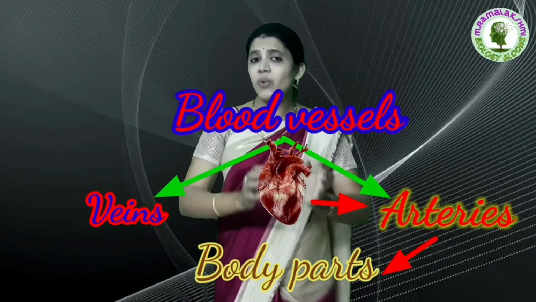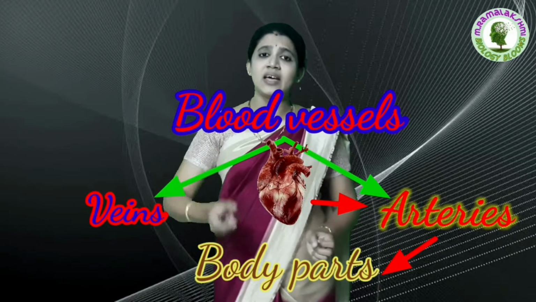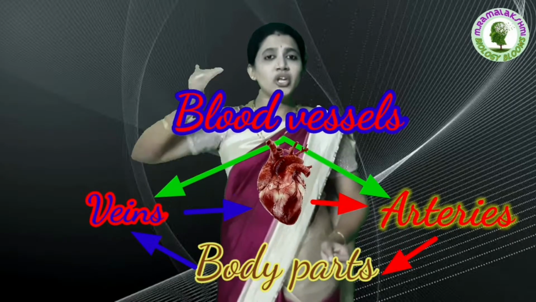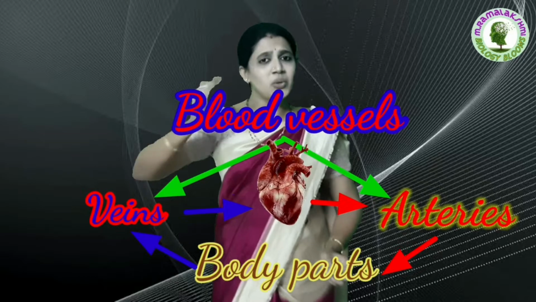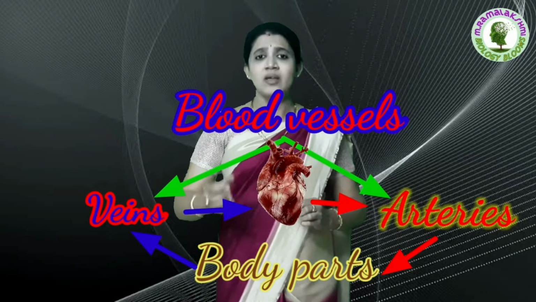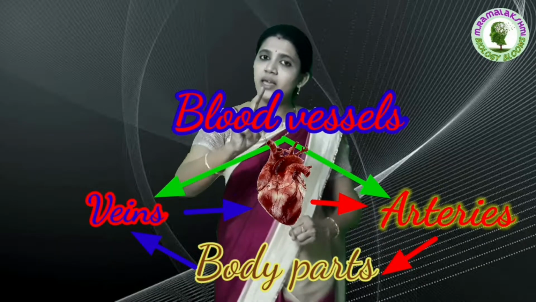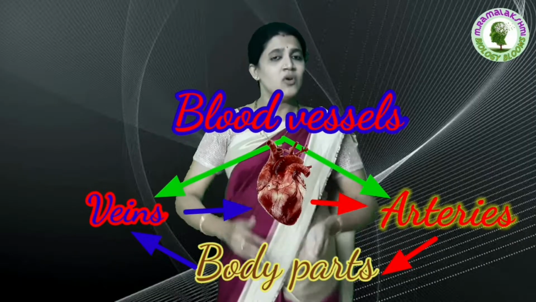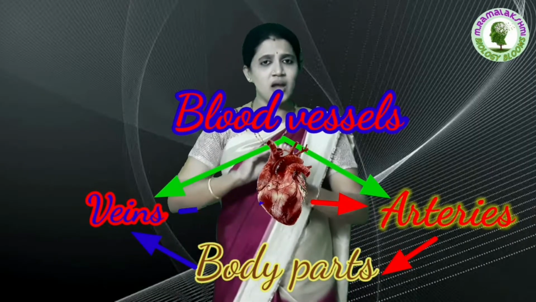Children, from the body parts, the veins collect the deoxygenated blood and transport it into the heart. So, which type of blood is carried by the veins? Deoxygenated blood. From where to where is it transporting? From all body parts to the heart.